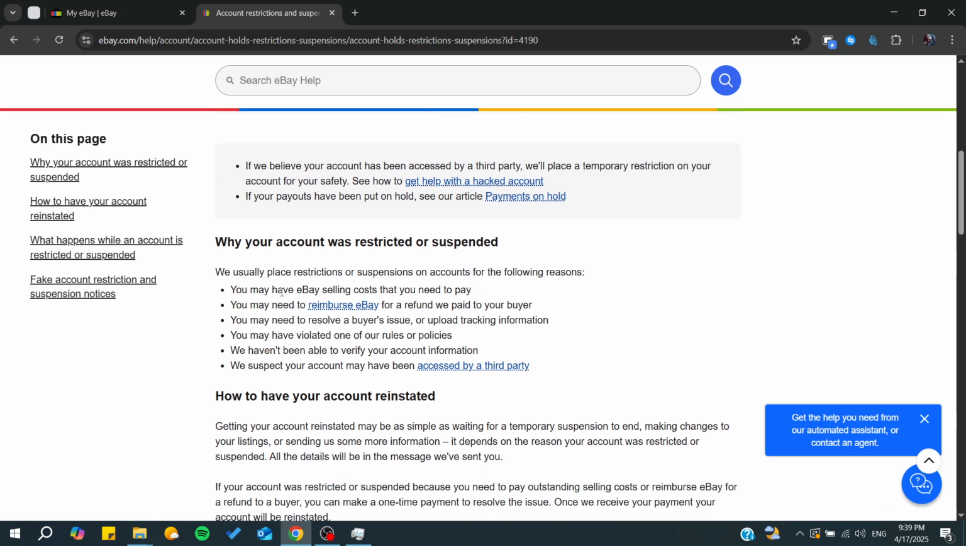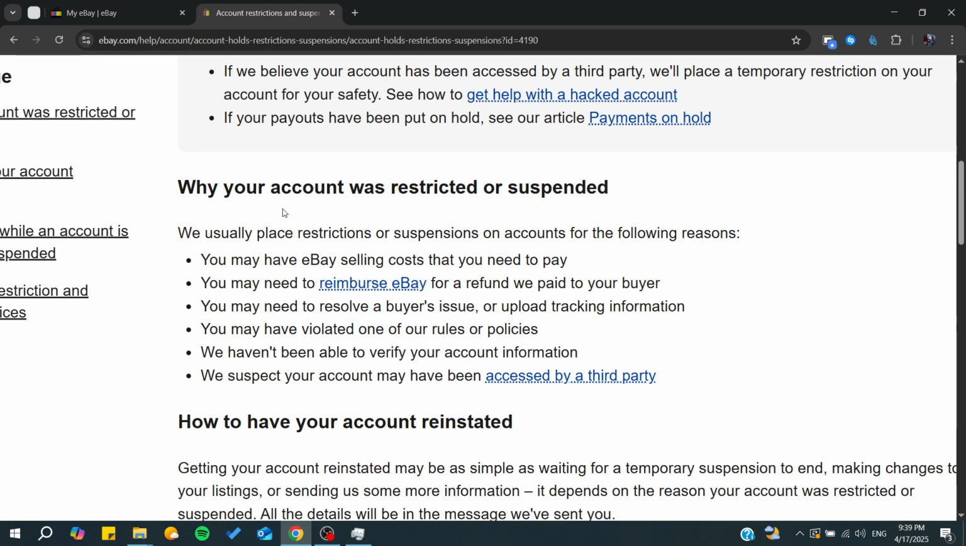And basically those are some reasons why a restriction would be placed on your account. For example, you may have an eBay selling cost that you need to pay. This means you have some unpaid balance, or you need to reimburse eBay for a refund they paid to your buyer, or to resolve a buyer issue and you didn't solve the issue, and many other reasons.